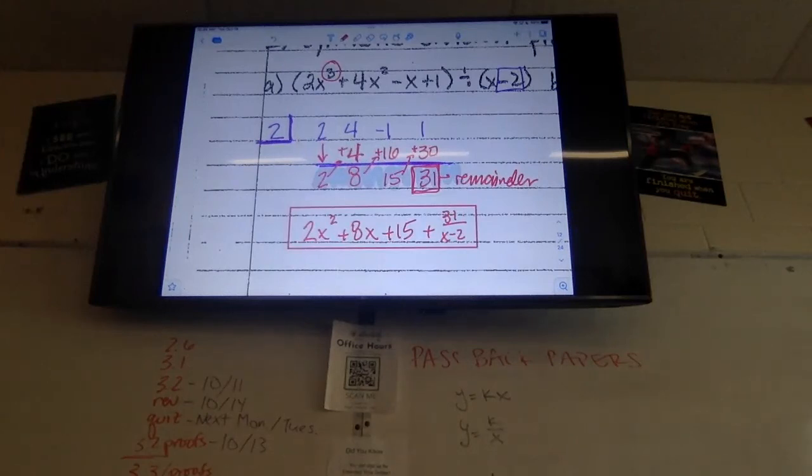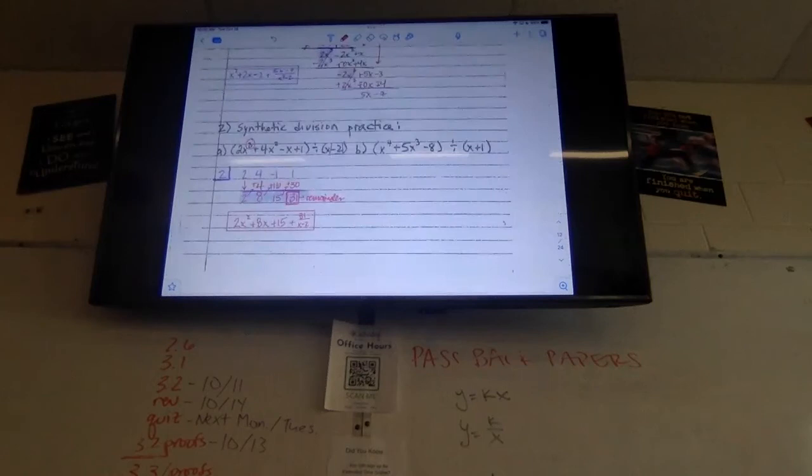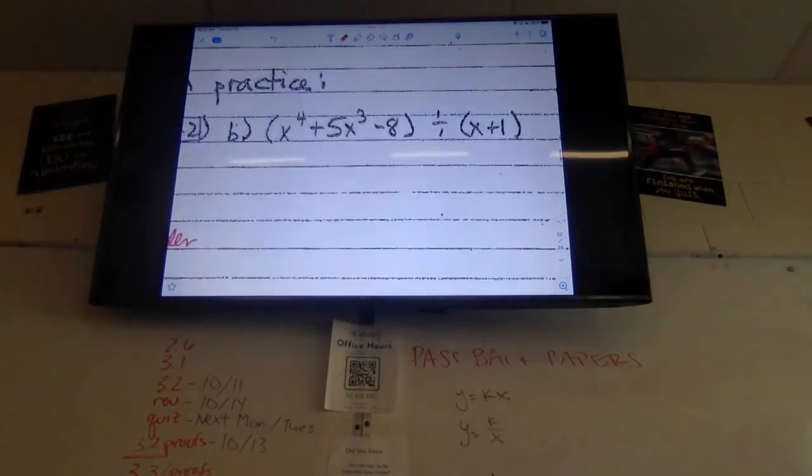Okay, let's try the next one. I think you have to hold some places. What places do you need to hold in the next one? X squared and x. You're gonna have 2 zeros in there. And what number goes in my little house? -1. Good. Opposite signs of what it is. So I'm gonna go 1, 5, 0, 0, like Maggie told me, and then -8.